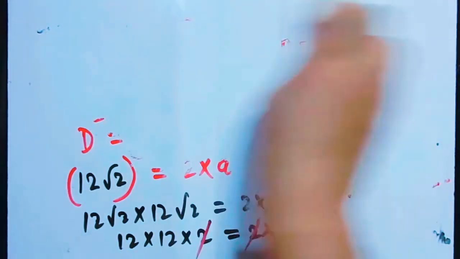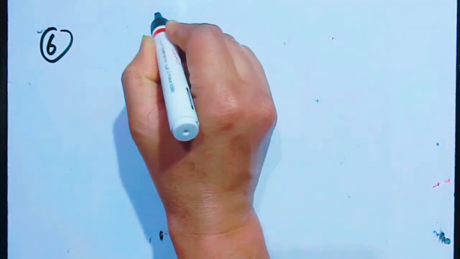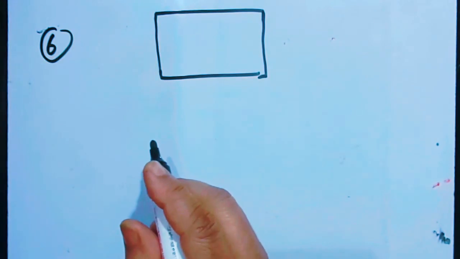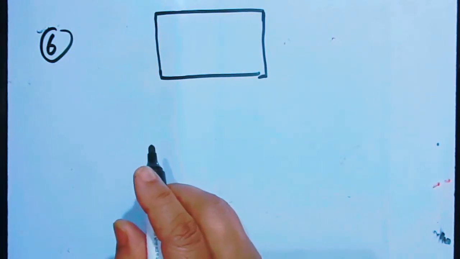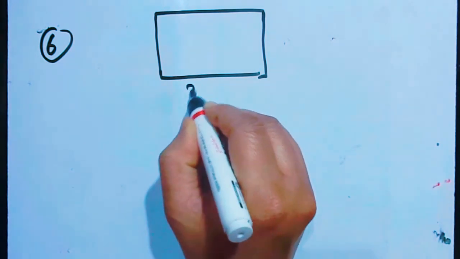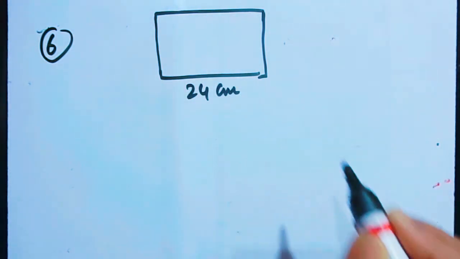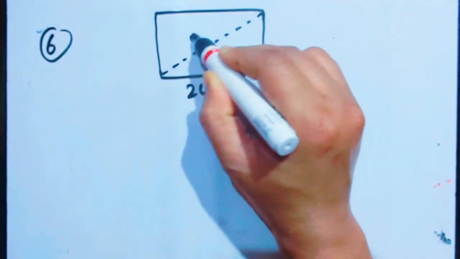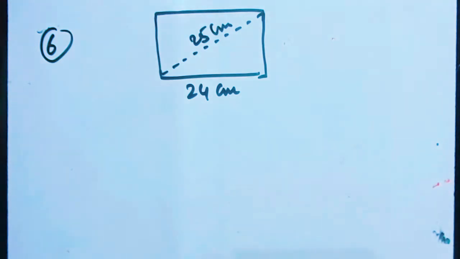So to proceed on, let's proceed with number 6, where again they have talked about the diagonal. Here they are talking about the diagonal of a rectangle. In number 6, they say find the perimeter of a rectangle with length 24 centimeter and diagonal 25 centimeter. So here this diagonal is your 25 centimeter. So it is of the same type.